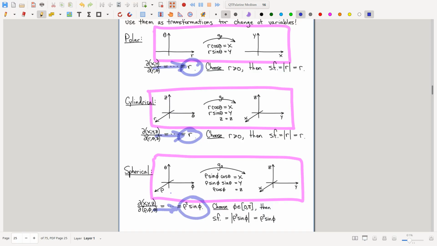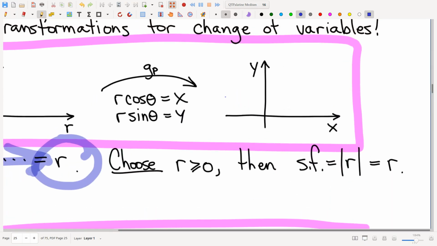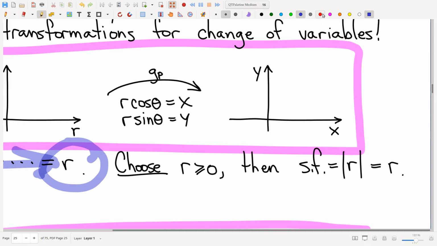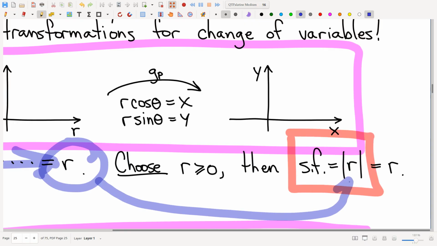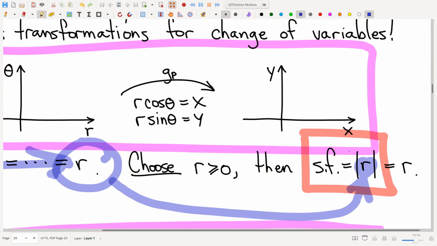Okay, now here's the problem. That's not the stretching factor, is it? The stretching factor is the absolute value of that. Nobody likes absolute values, so let's see if we can figure our way around where I don't have to deal with absolute values. And it's a pretty simple move here. What we're going to do to make this absolute value go away is I'm just going to make the choice.